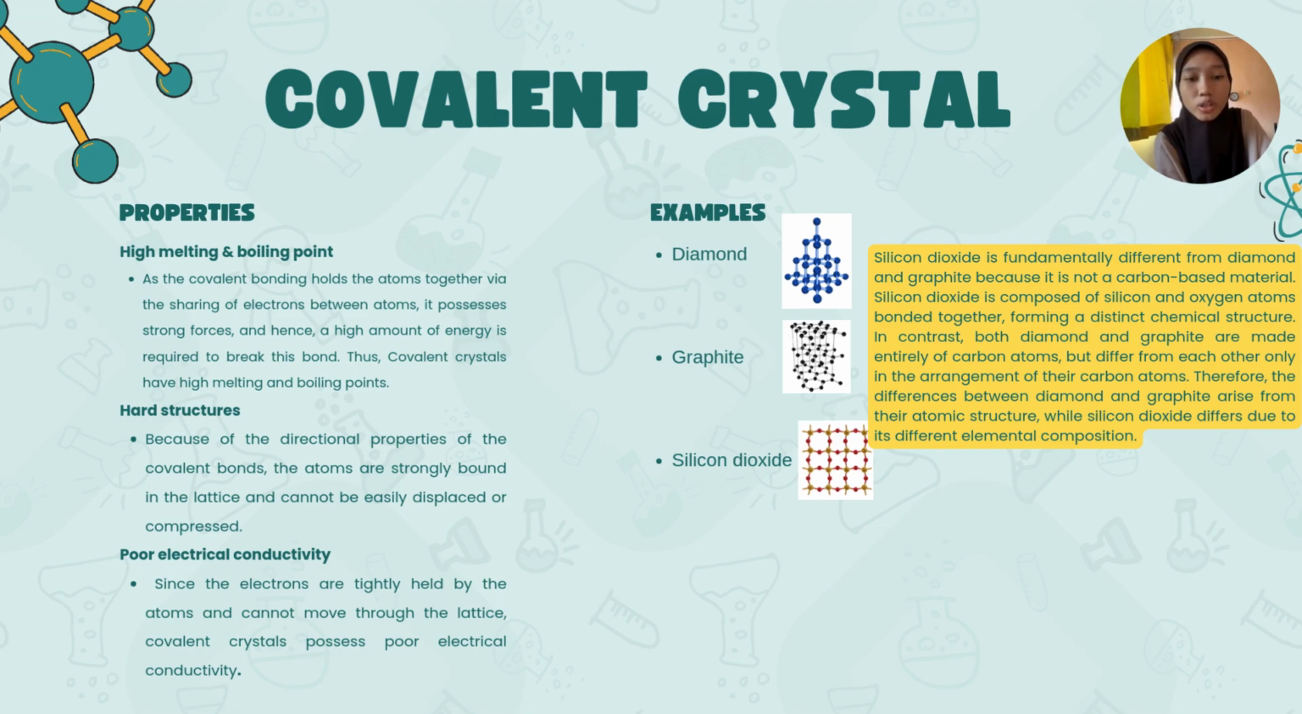High structure, because of the directional properties of the covalent bonds, and the atoms are strongly bound in the lattice and cannot be easily displaced or compressed. Lastly, poor electrical conductivity. Since the electrons are tightly held by the atoms and cannot move through the lattice, covalent crystals possess poor electrical conductivity. Examples of covalent crystals are diamond, graphite, and silicon dioxide.